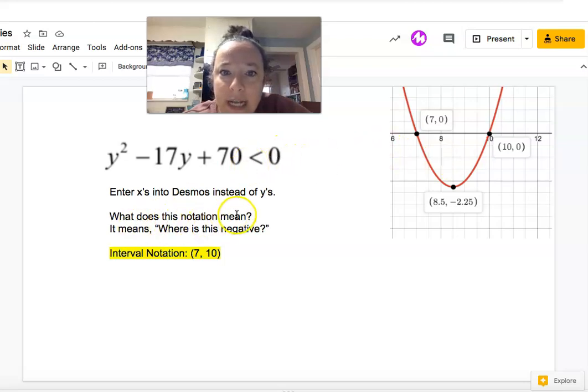So what does this notation mean? It means where is it negative? Where is this graph negative? Where is it below the x-axis? And guys, that's right here. And that's between 7 and 10, using parentheses, of course, because we don't have the equal to on there.